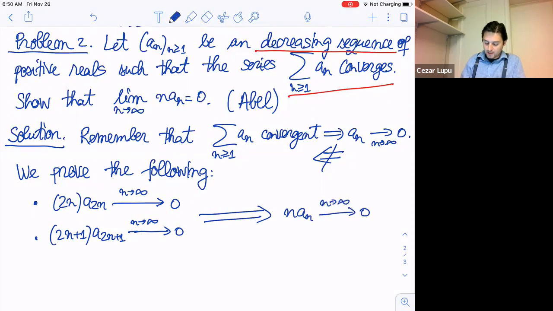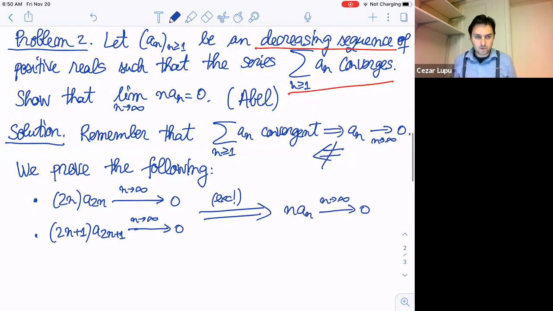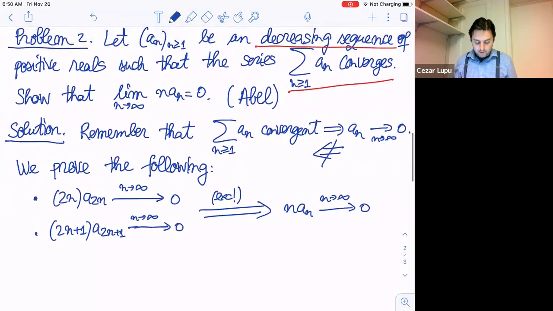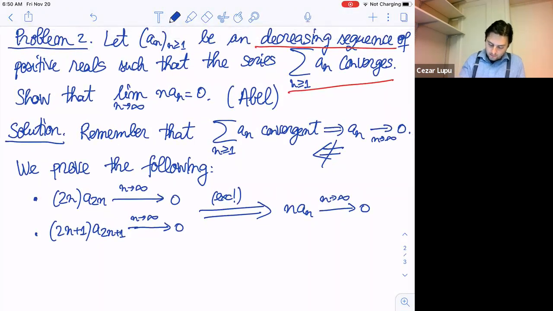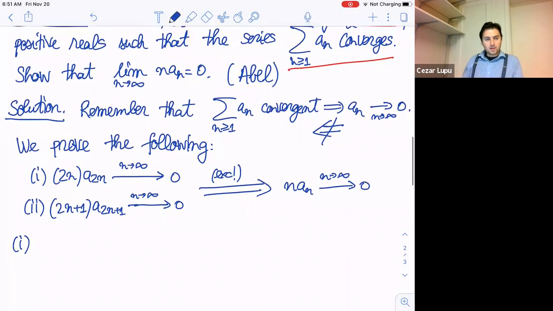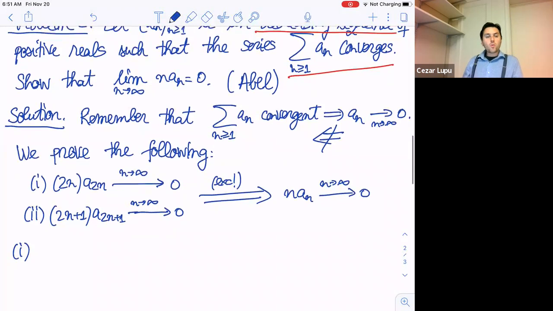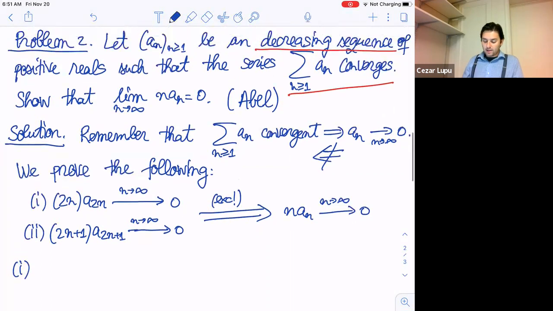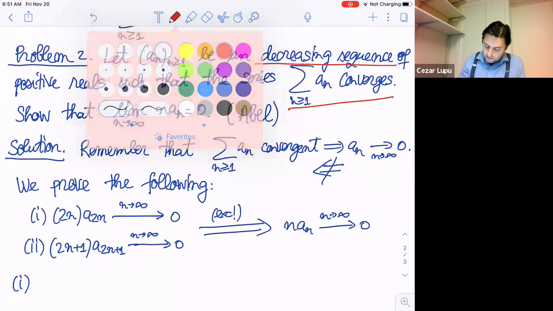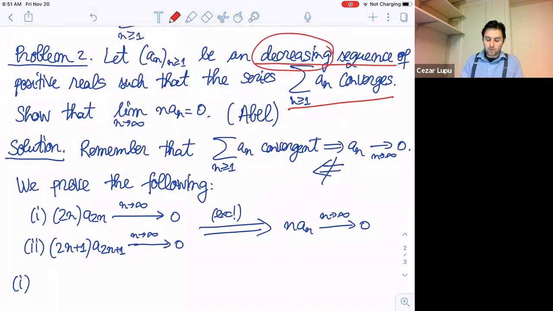And I'll leave this to you as an exercise to figure out why this is true. But anyway, it's pretty trivial to prove. All right, let's prove the first one. Let's look at the first part. Let's show that 2n a sub 2n will converge to 0. And here the fact that it is decreasing will come into play. This will be essential here. And we'll prove this.